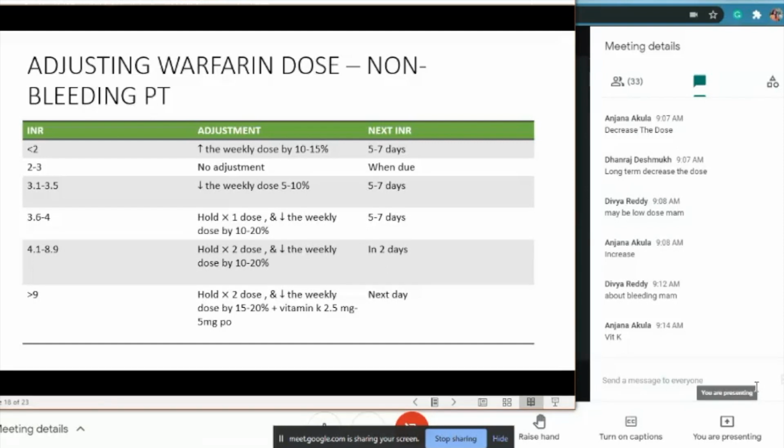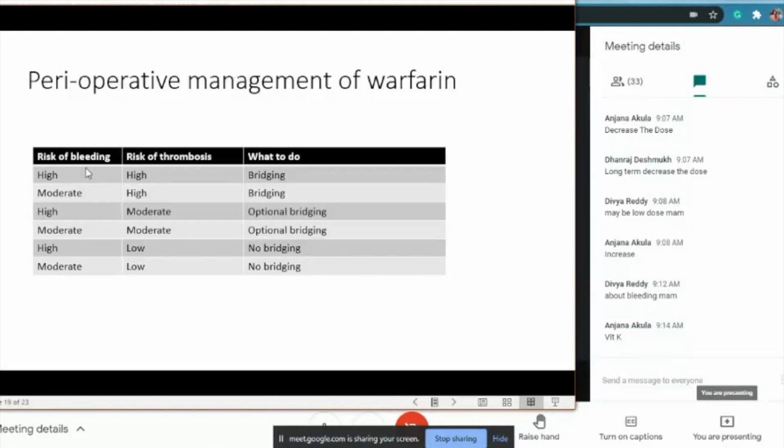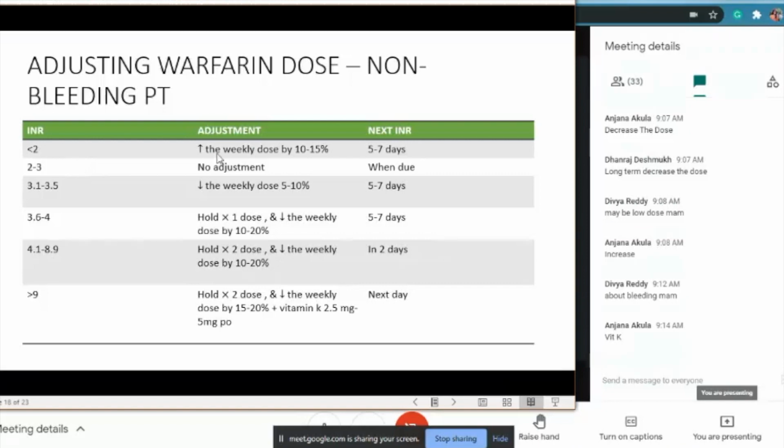Now let's see how to adjust the warfarin dose here. Non-bleeding patient. The target is 2 to 3, because when the patient is on warfarin, the target is 2 to 3. We know that. So first, just focus on 2 to 3. If the INR is 2 to 3, we don't need any adjustment, right? So no adjustment is required.